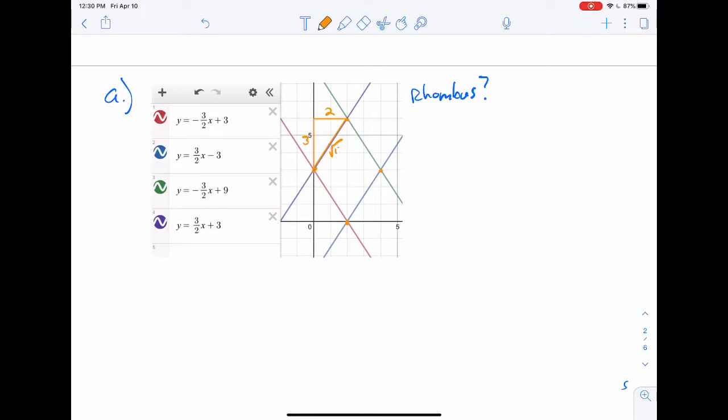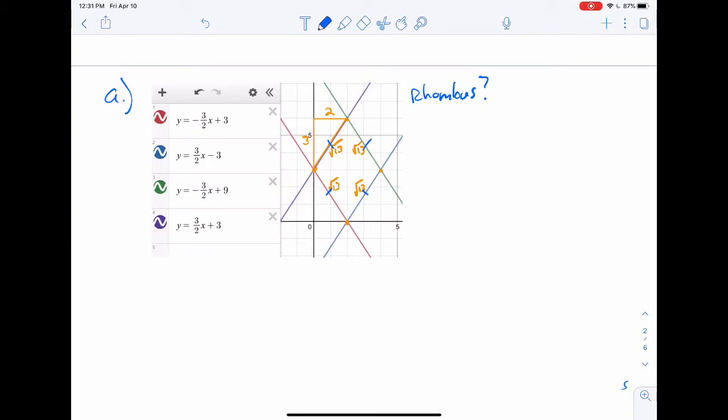And we'll just leave it in radical form, which would be radical 13. If you do the same thing for the 4 other sides, you're going to see that they have the same slope triangle. And so each of these is a hypotenuse of a right triangle with legs of 3 and 2, which thus proves our assumption.